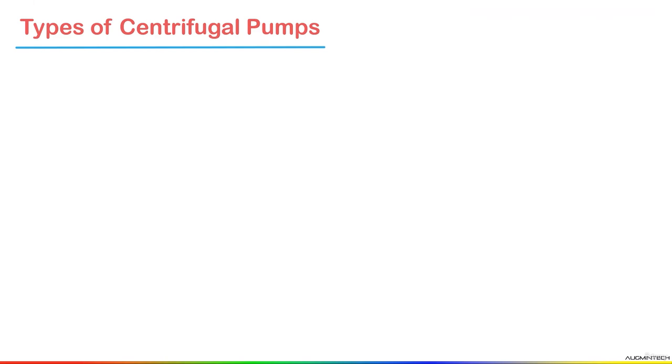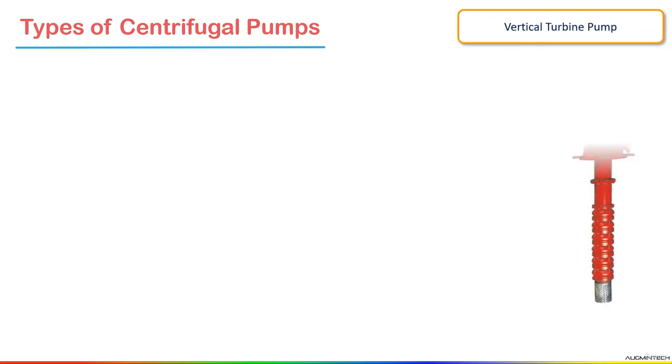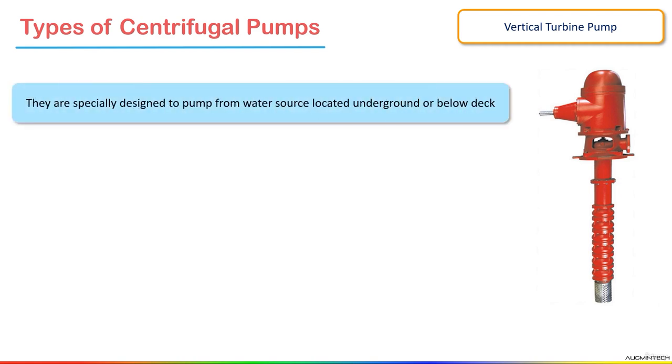Now, the second type of centrifugal pump is the vertical turbine pump. Vertical turbine pumps are a type of rotodynamic pump that use a radial or modified radial flow impeller in a vertical configuration. This type of pump is especially designed for firefighting applications as per NFPA 20. As we know, NFPA 20 is the standard for installation of stationary pumps. They are specially designed to pump from a water source located underground or below deck.